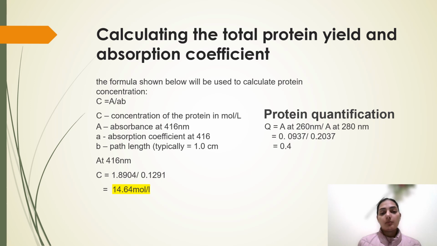To calculate that, the given formula was used, that is C equals A divided by a·b, where C is the concentration of the protein in mole per liter and A is the absorbance at 416 nm. The small a is the absorption coefficient at 416 nm, whereas b is the path length, that is 1 centimeter. Putting all these values in the formula, we got 14.64 mole per liter, that is the total protein yield. And the protein quantification, that is Q, equals absorbance at 260 nm divided by absorbance at 280 nm, and the ratio is 0.4.